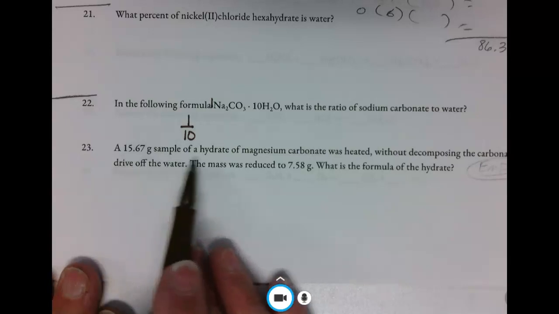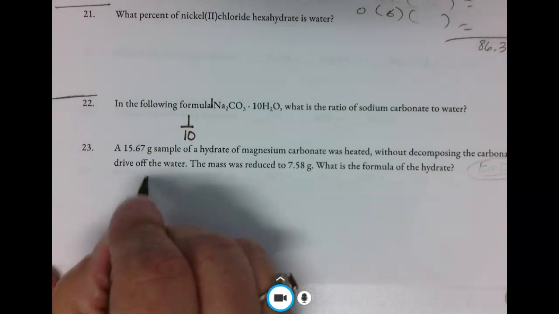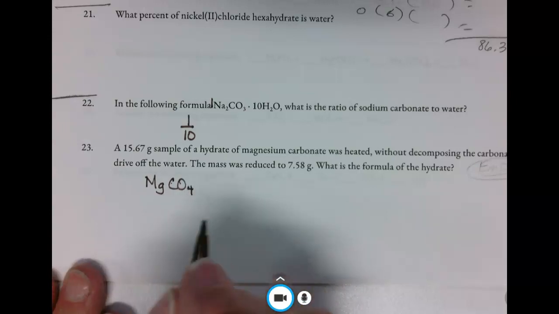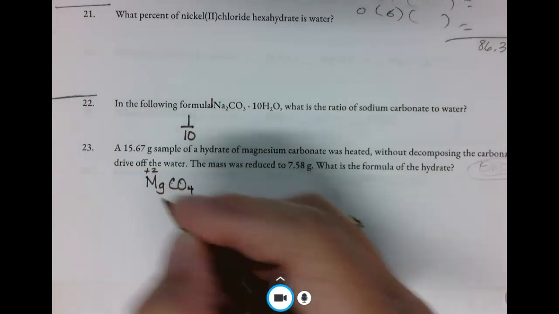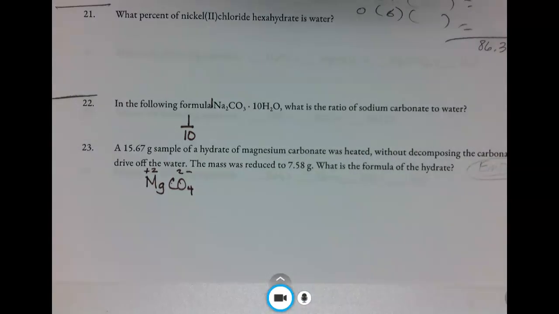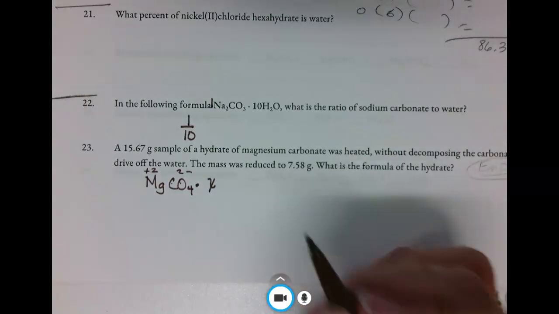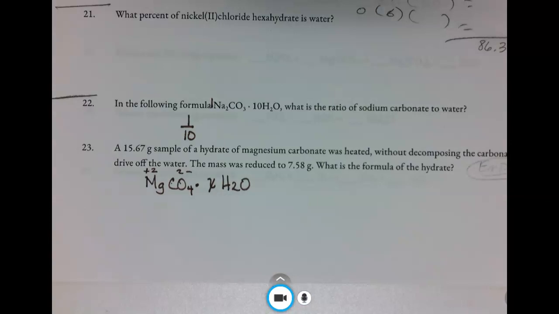So this is what you start with, the magnesium carbonate hydrate. Let's just write that down: magnesium carbonate. Be sure you check your subscripts and so forth for the magnesium and the carbonate. Magnesium is going to be +2 and carbonate is -2, so I do not need any subscripts. And what we're going to be looking for in this case, that's an X, is our water. So we're going to be looking for this ratio.